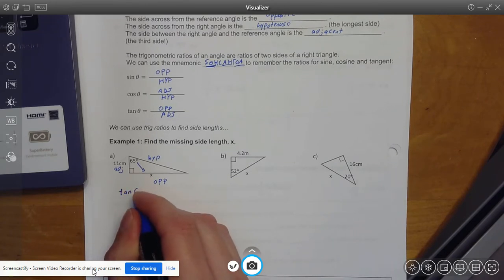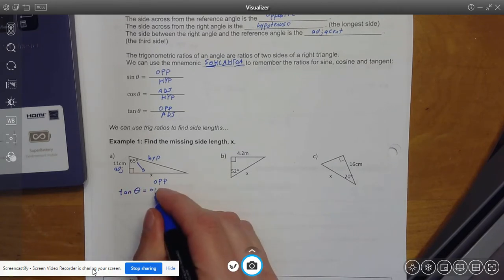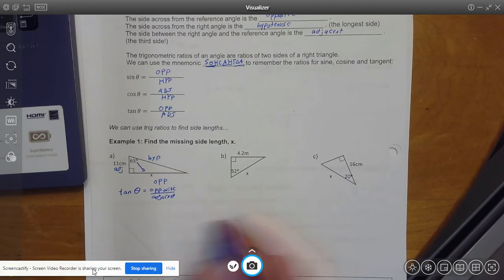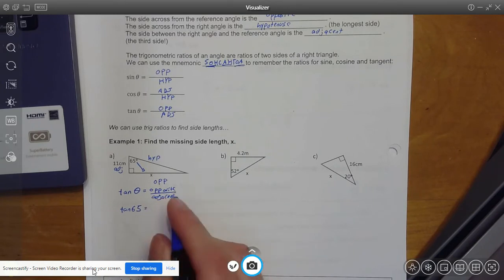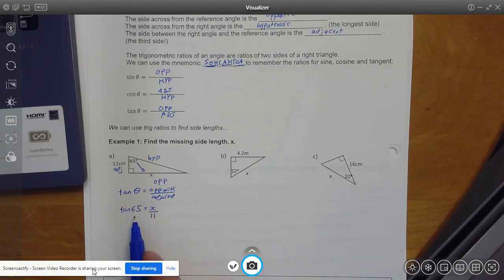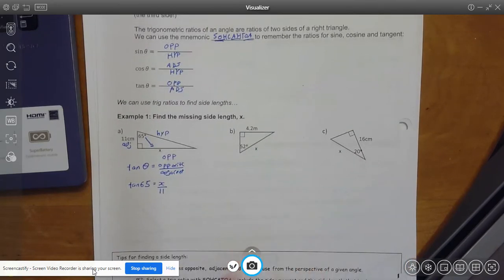So I'm going to say the tangent of angle theta is opposite over adjacent. We always kind of start with that target. And then I'm going to plug in what I know. Well, I know our reference angle. In this case, I know angle theta is 65 degrees. The opposite side I don't know. We've called that x. That's what we don't know, what we want to know. And then the adjacent side here is 11. So when we set up the ratios, there's always going to be two of the three that we know and one of the three that we're trying to solve.